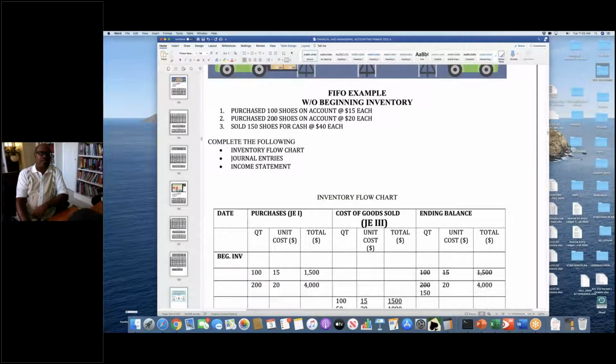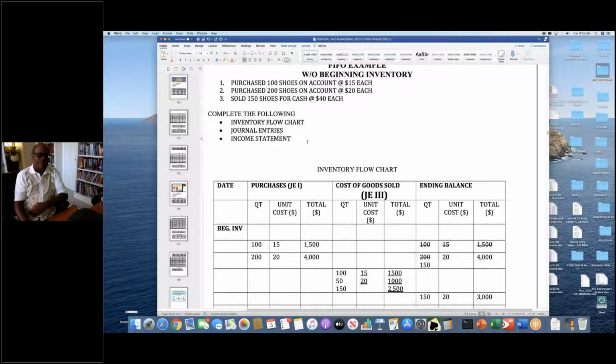How many pairs of shoes did we buy? 300 shoes in total. How many did you sell? We sold 150. We sold half of them. Oh, so did you do half of 40? No, I don't know, this is confusing. I sold the shoes for 40. Some of the shoes cost 15 and some of them cost 20. I sold the old ones first. After I got all of those sold, then I got into my new ones and started selling them.